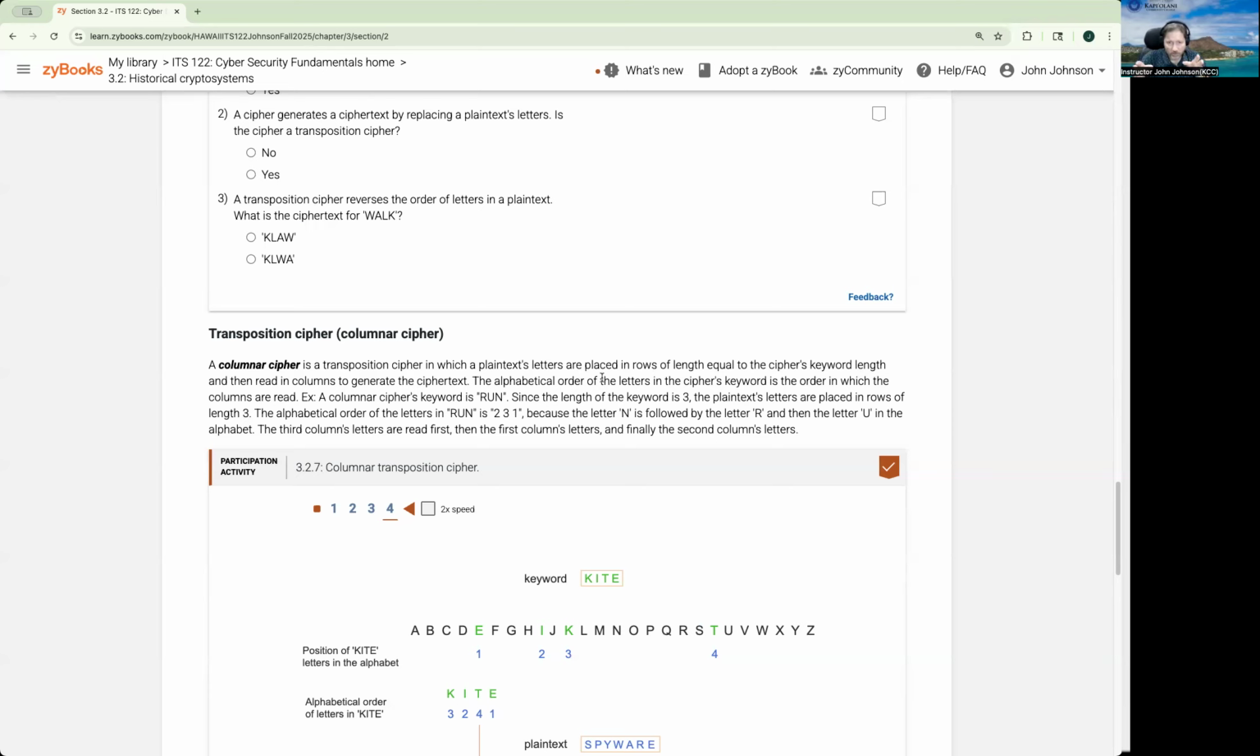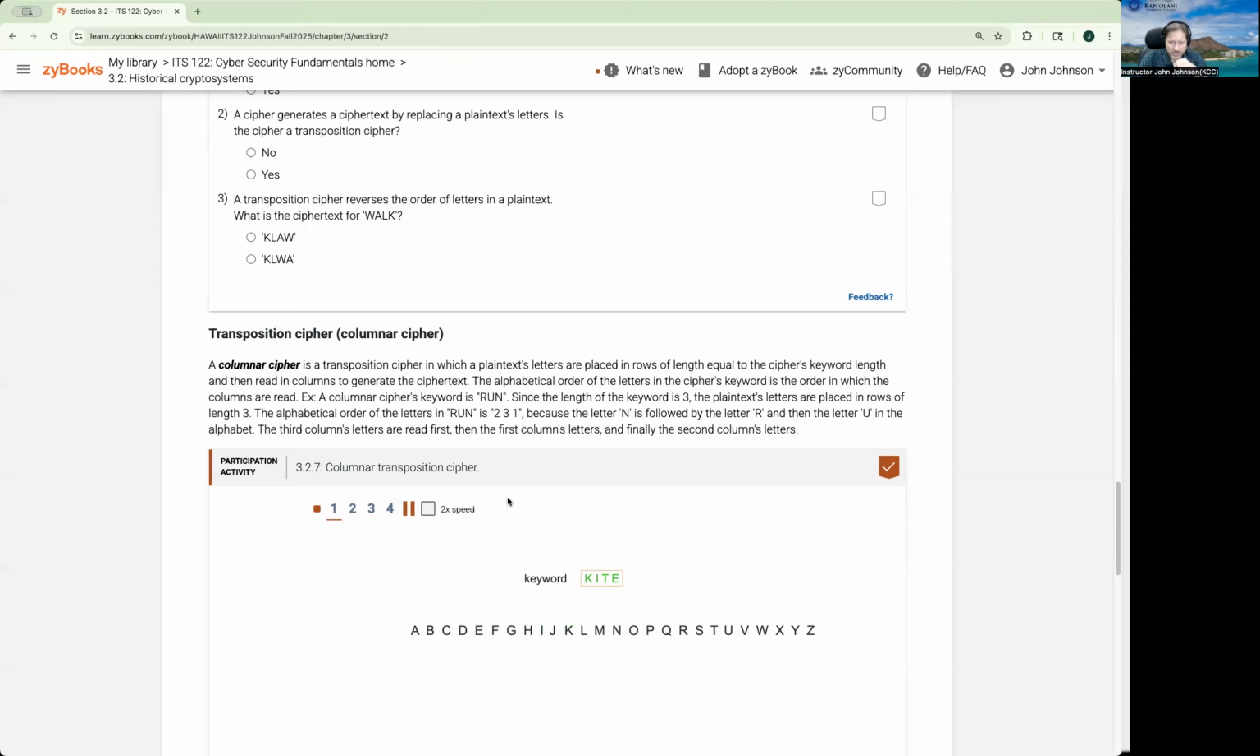So the alphabetic order of the letters in RUN, when you look at it alphabetically: R is going to be the second one. The first one alphabetically is going to be the third one, N. So the N will correspond to 1. Then you've got R is going to be the second, and then U is the 3. So it's in the order of 2, 3, 1. That's because the letter N is followed by the letter R and then the letter U. So the third column's letters are read first, then the first column's letters, and finally the second column's letters.